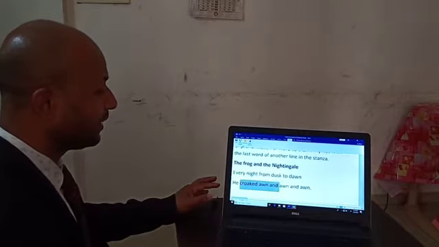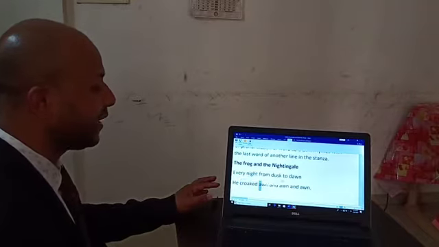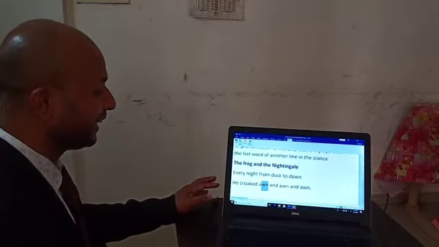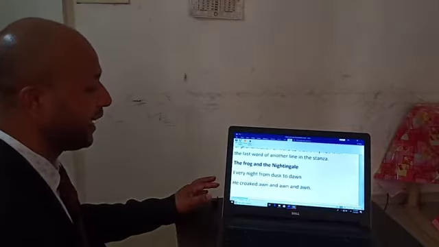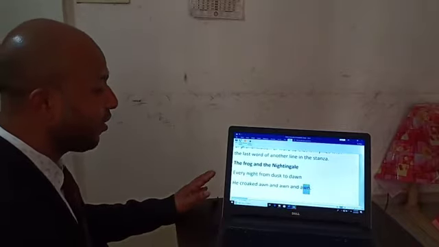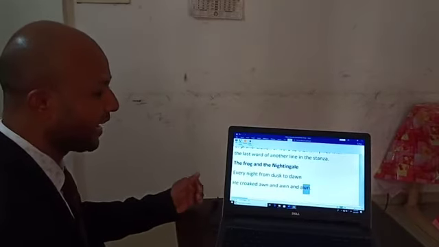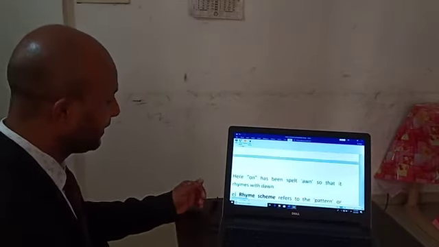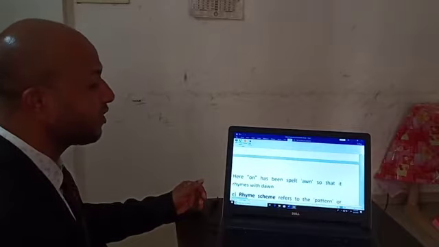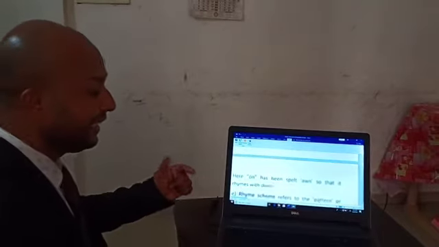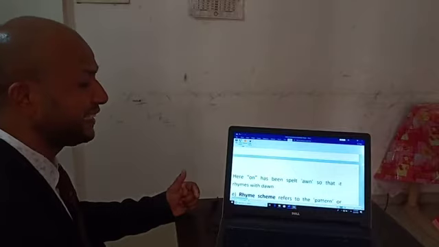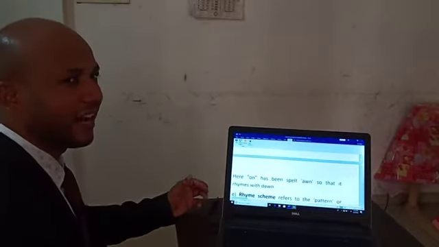"Awn": the poet is deliberately making the spelling mistake here. Here also "awn", repeating again and again. "Awn, on and on. He cropped on and on." Deliberately he is making a mistake just to draw our attention. Here "on" has been spelled "awn", so he is making a spelling mistake deliberately to draw our attention.